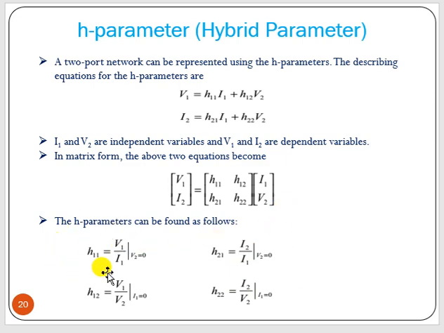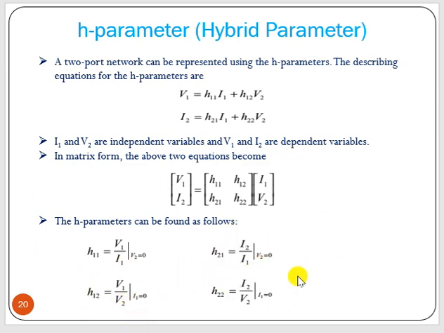Now here it is V1 by I1, that is why this is called input impedance. Now H22 is I2 by V2, that is nothing but output admittance. I by V is admittance. Now here it is called H21, I2 by I1. I2 by I1 means it is called forward current gain. And here H12 is V1 by V2. It is called reverse voltage gain, because it is 1 by 2. If it is V2 by V1, then forward voltage gain, just like this one.